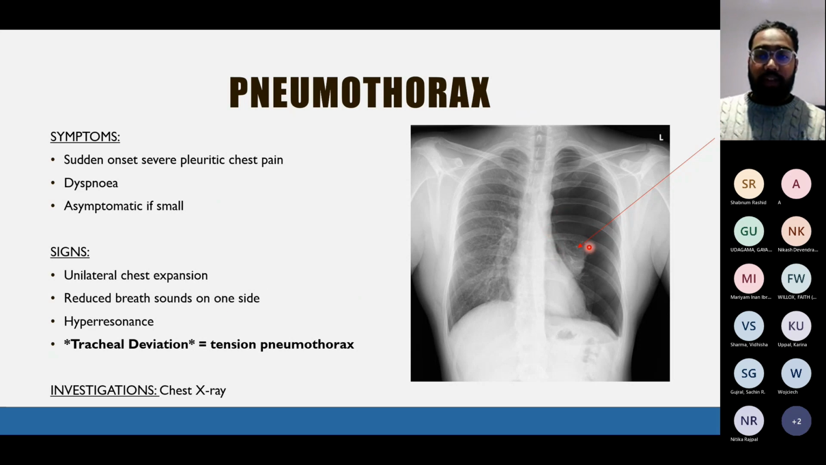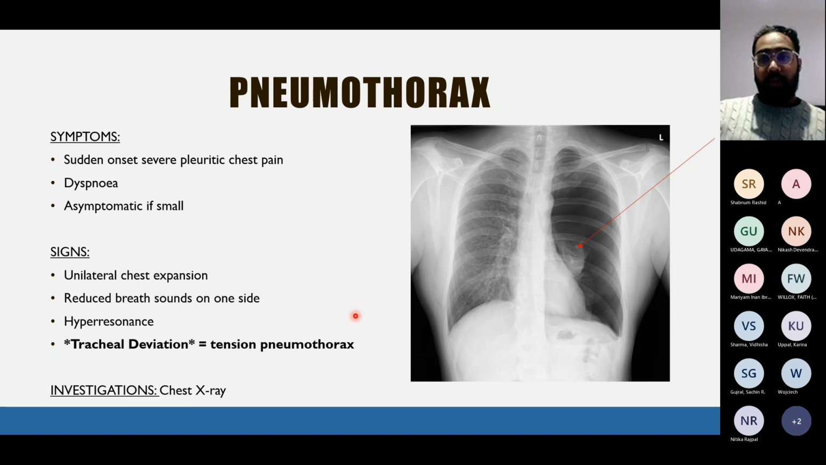Because one lung is collapsed, you don't have breath sounds on one side. And because there is now loads of air in here, instead of lung and then air, when you percuss it, when you do the chest tapping, it's going to be much more resonant because you don't have that lung tissue to absorb some of the sound. Chest expansion you might only observe on one side, the side where the lung is inflated.